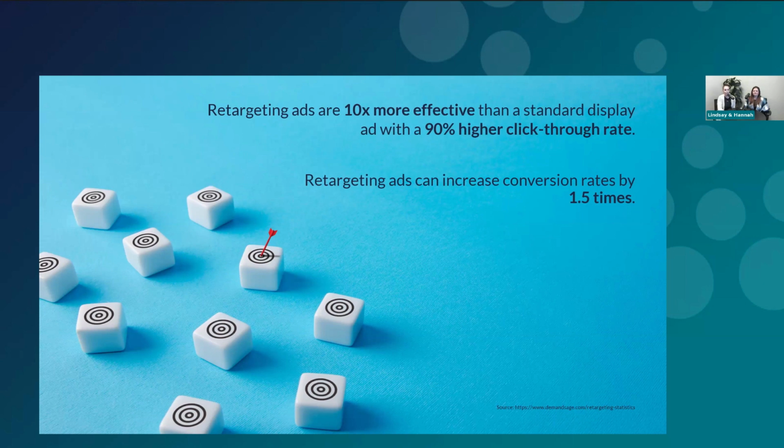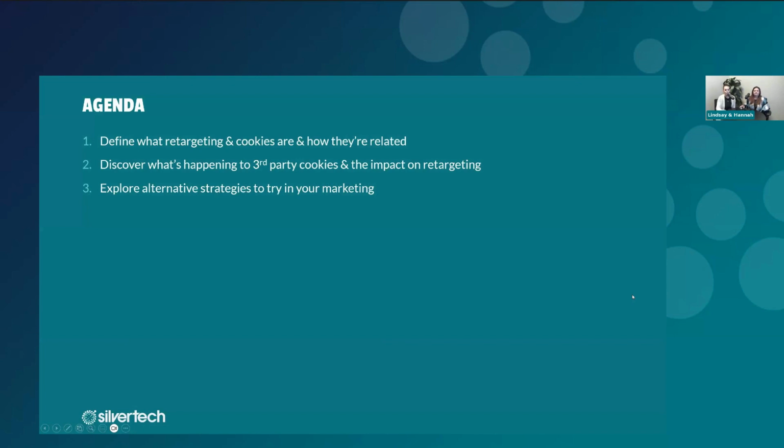The reason why we're all here is because it is a big part of what we do on a day-to-day basis. And obviously it is changing and we all want to learn about that. Just to give you a lay of the land of what we're going to talk about today, for our agenda, first we're going to define what retargeting and cookies are, and also how they're related. Then we'll discover what's happening to third-party cookies and the impact it's going to have on retargeting. And finally, we're going to explore alternative strategies that you can try out in your marketing.